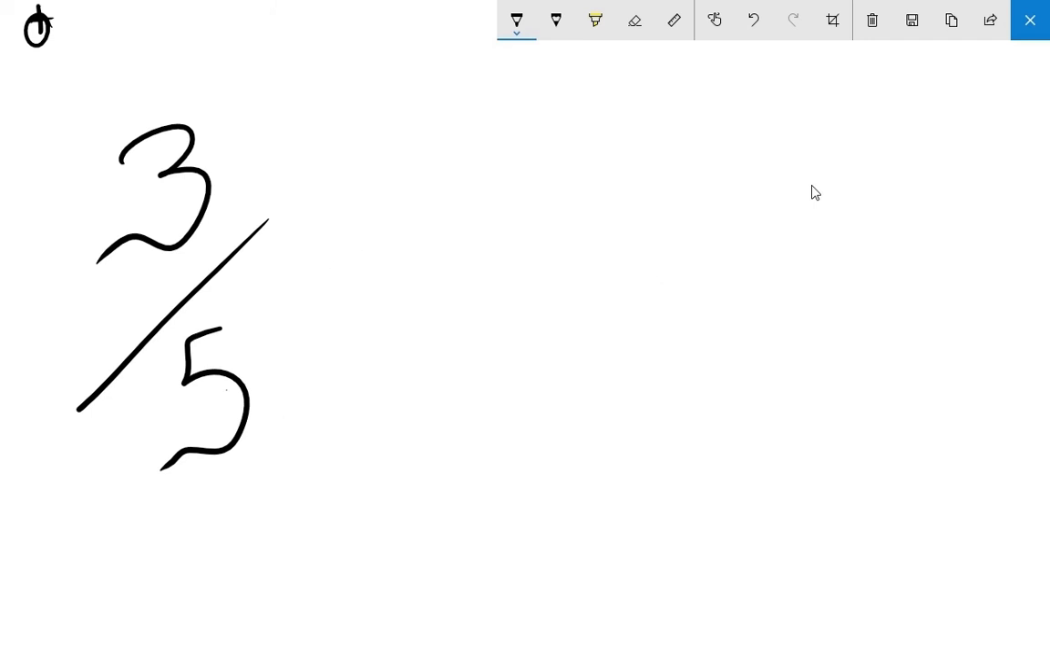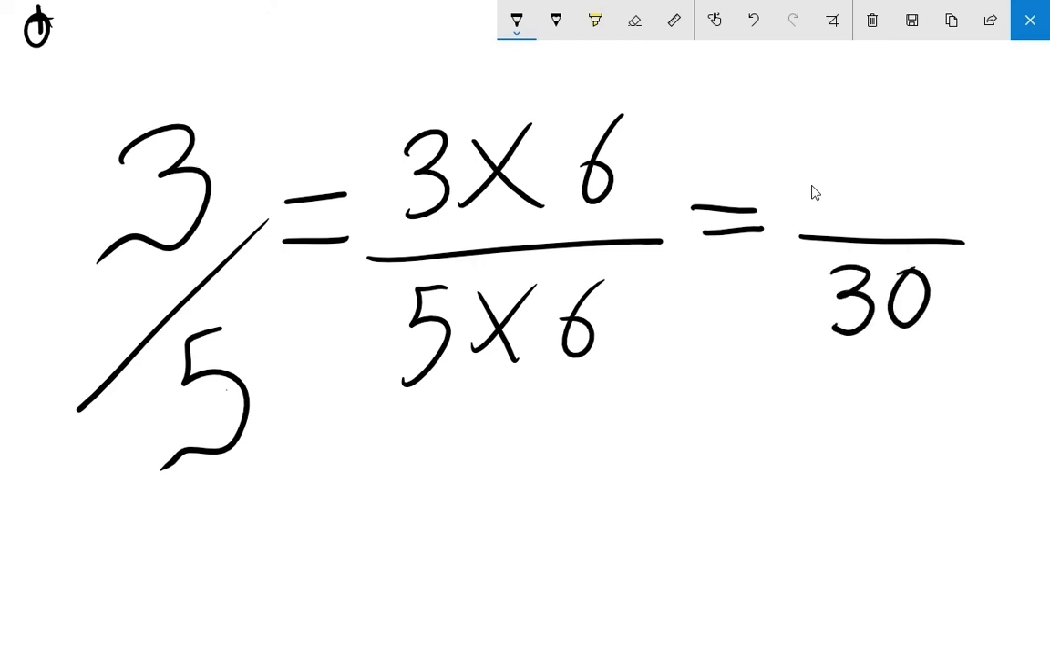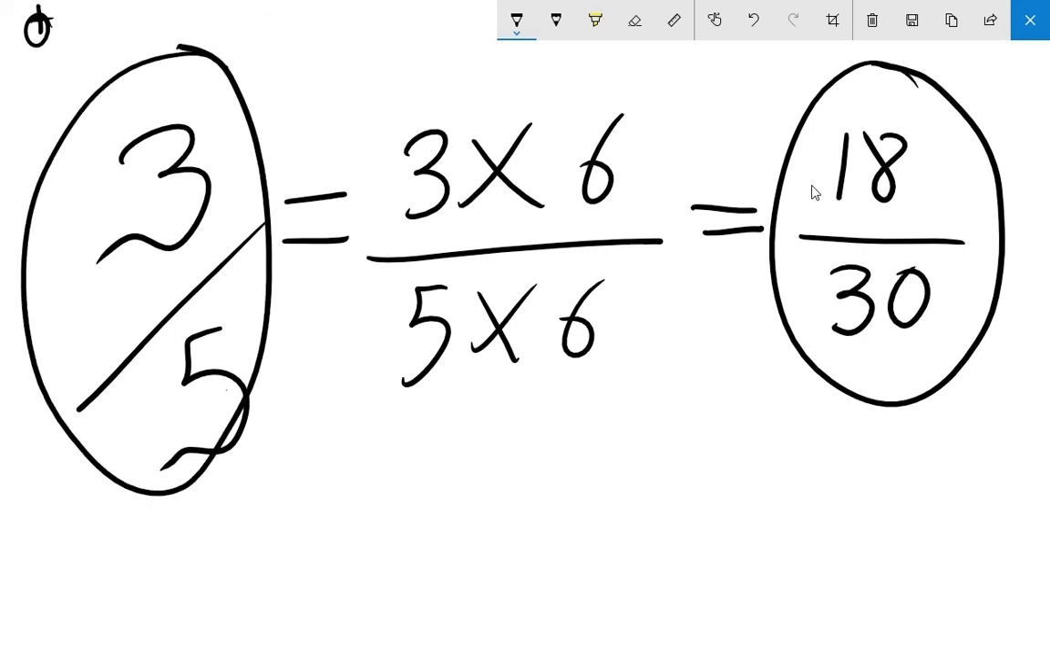Okay, so that means 3 times 6 over 5 times 6, which gives us 18 over 30. This is a bigger form of this small simple fraction.